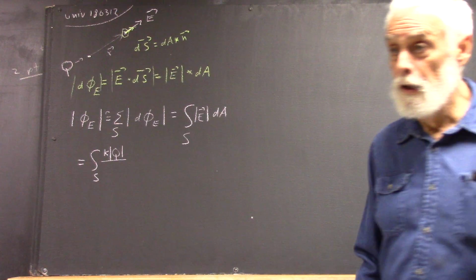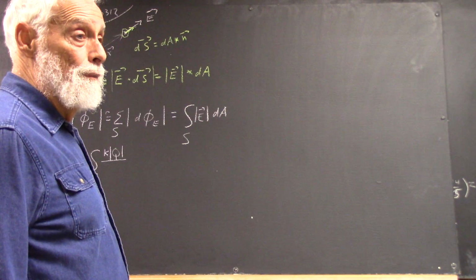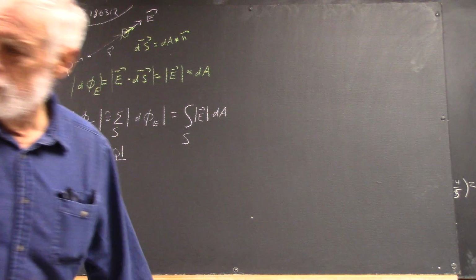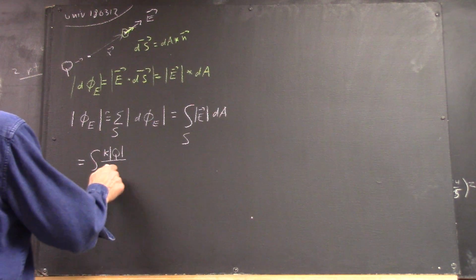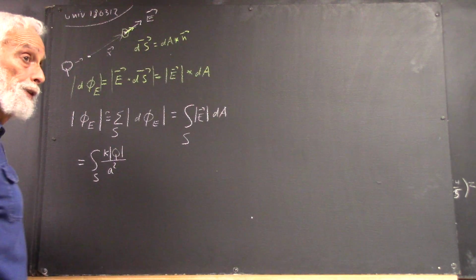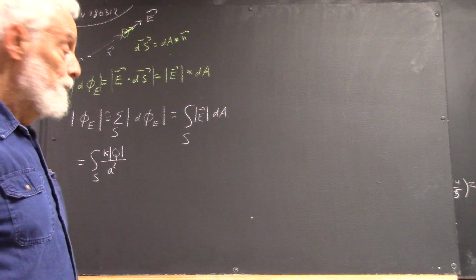I think I called it A, didn't I? It doesn't say. You didn't tell us. I said any sphere, right? So, okay, I'm going to say A because I don't want to use R, because R is going to be a variable of integration very soon.